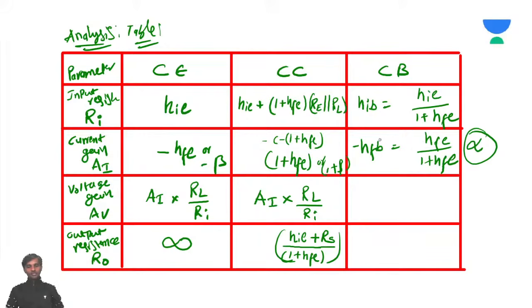In common base, voltage gain, no change, sir. Once you can calculate current gain, always remember the voltage gain is very simple. If you calculate current gain, then you get RL by RI. Voltage gain can be the same. Then what is output resistance for common base? Remember always, this needs to be infinite. For common base, output resistance is going to be infinite. This is a very important point to be remembered.